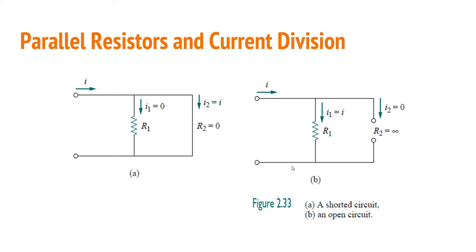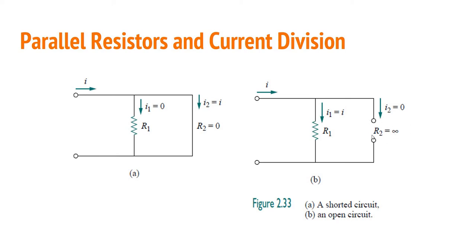Letter B, an open circuit. So, note the difference between the current in a shorted circuit and the current in an open circuit. In an open circuit, as in figure B, the resistance is approaching infinity, meaning the value of R sub 2 is very large. When R sub 2 is very large, the current will be equal to 0, meaning I sub 2 equals 0. Therefore, all the current flows through R1. No current flows through R sub 2.